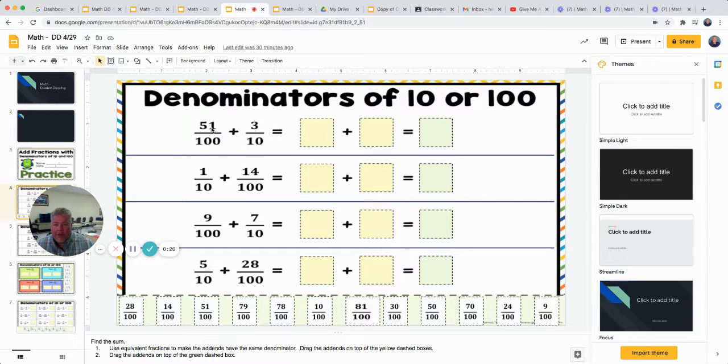So this time what we're doing is we're taking the cards at the bottom and pretend we've already changed this 3/10 to, will be 30 hundredths, right? And then we put the answer. So we're trying to find 3 cards. So 51 hundredths stays the same. We're not going to change that.